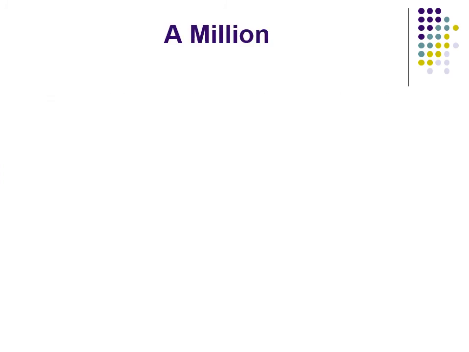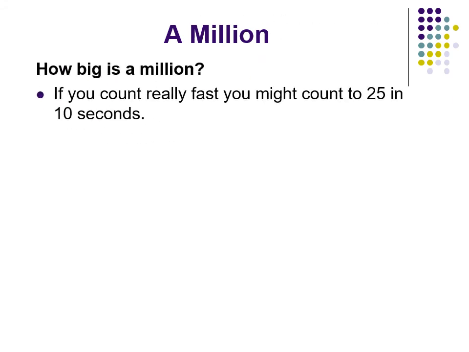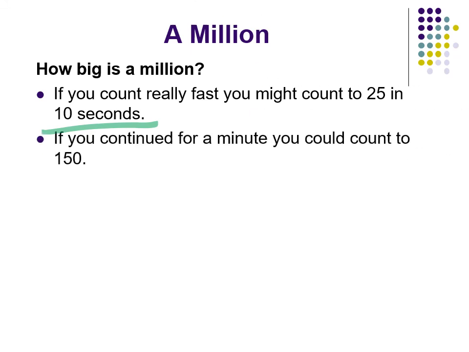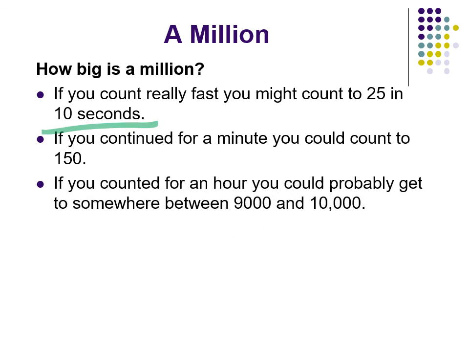So this brings up the concept of the scale of some of the numbers that we're going to be using. So quick thought on how big is a million. If you counted really fast, you might be able to get to like 25: 1, 2, 3, 4, 5, 6, 7, 8, 9, 10, 11, 12, 13, 14, 15, 16, 17, 18, 19, 20, 21, 22, 23, 24, 25. Let's say that was 10 seconds. Then if you counted for a minute, that should get you to about 150. If you counted for an hour, you could probably get somewhere around 10,000.